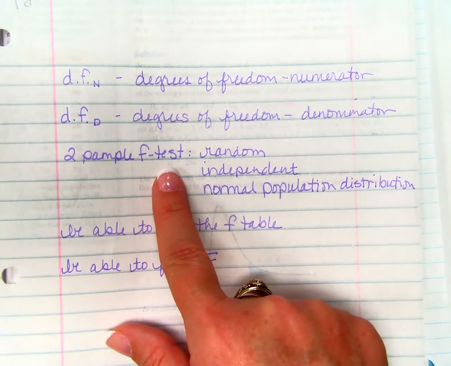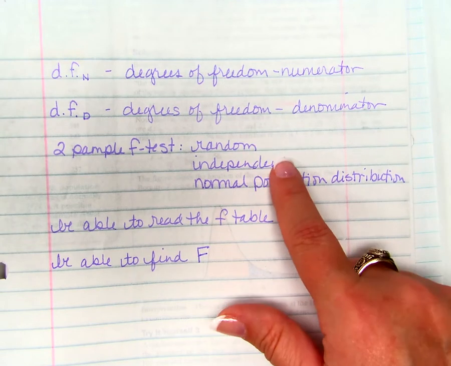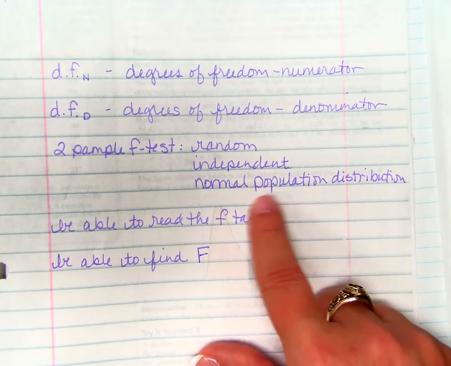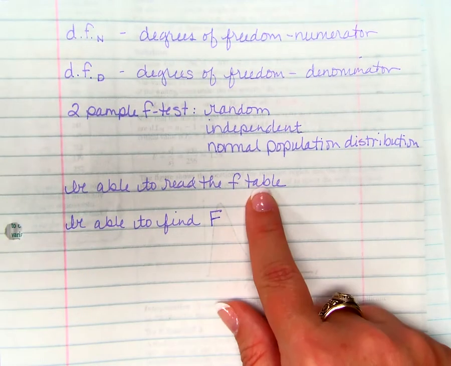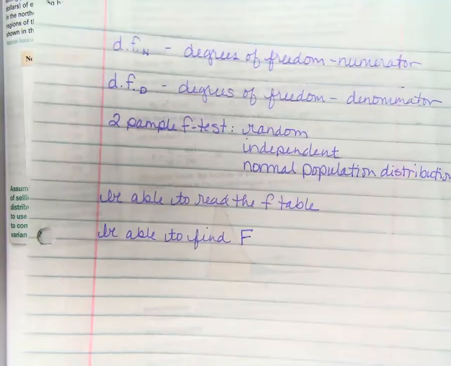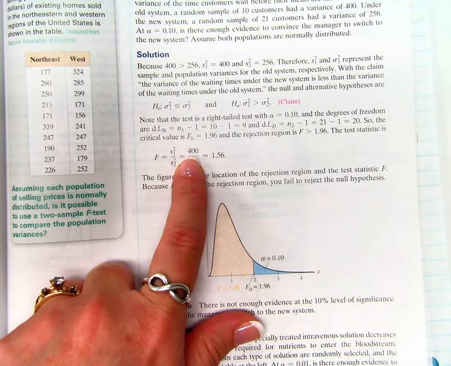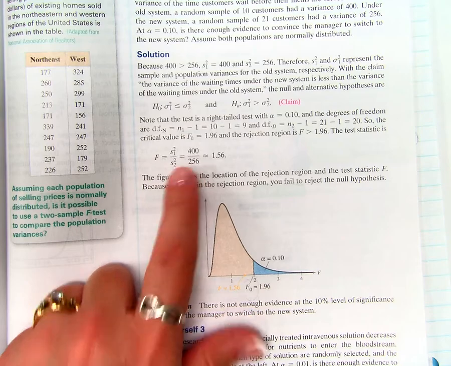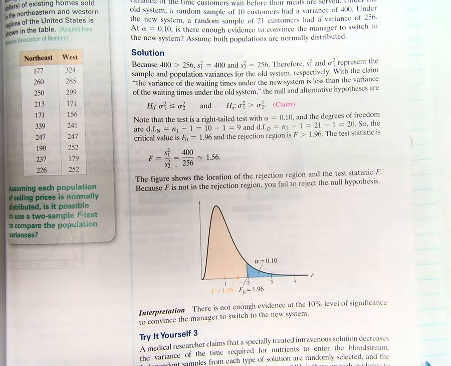For two sample F tests, you've got to have 3 things. They have to be random. The sample has to be random and independent, and the population has to be a normal distribution. Okay, be able to read your F table, and then be able to find F. How do you find F again? The variance of sample 1 divided by the variance of sample 2. Got that? Okay, so that's 10.3.